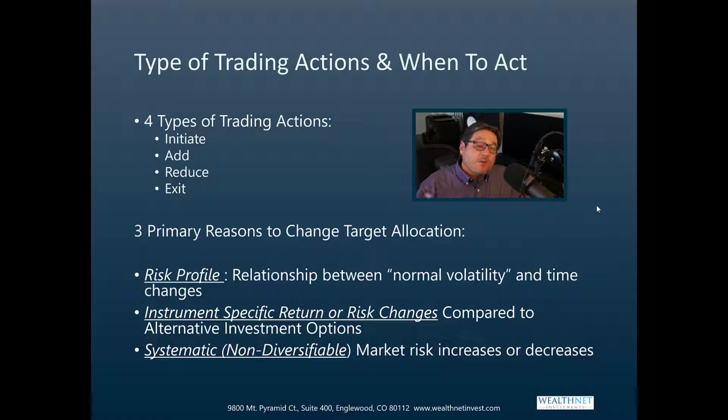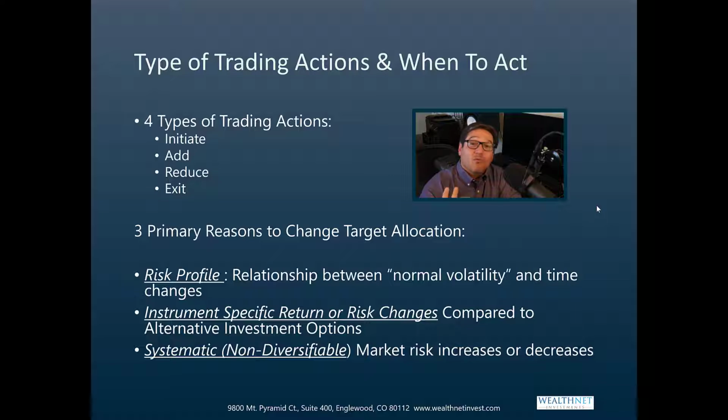And there are 3 primary reasons that we change our target allocation. The first is the risk profile, the relationship between normal volatility and our time frame. If that changes, then that's going to change our risk profile. So if volatility is increasing to a level that changes the risk profile of our portfolio, that will lead us to take some actions.